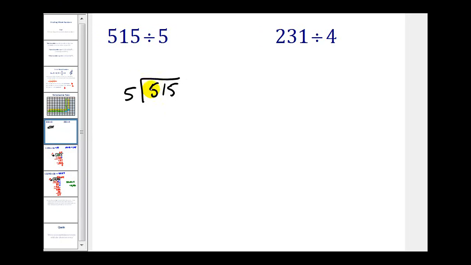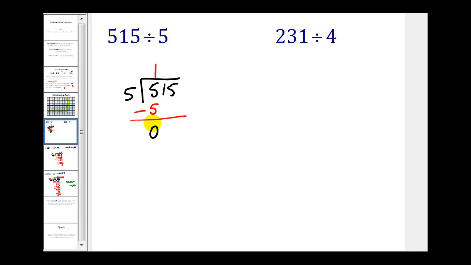What I mean by that is we start with this leftmost digit of the dividend and ask how many 5s are there in 5. Well, there's 1 5 in 5. So we put a 1 above that 5 and now we multiply. 1 times 5 would be 5 and we place that product below that digit. And now we're going to subtract. Well, 5 minus 5 would be 0.